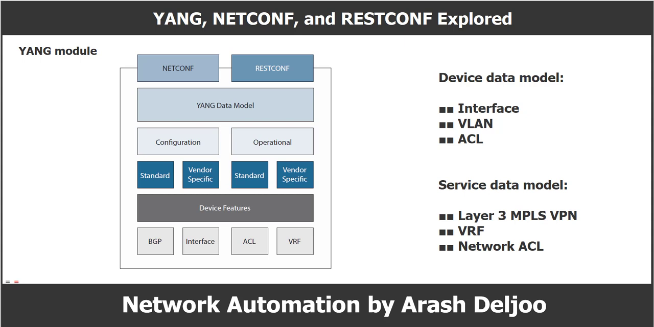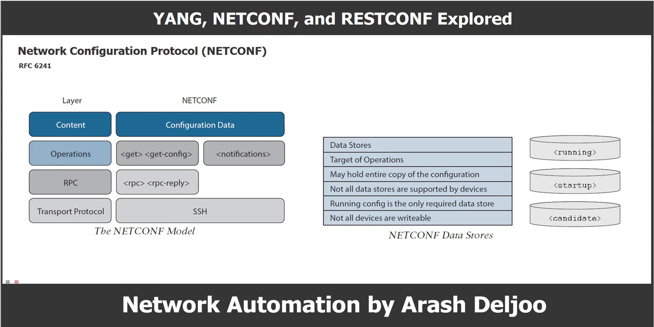Yang is used to describe both device data models and service data models. The following are examples of the device data model, like interface, VLAN, and ACL. And the following are examples of the service data model, like the layer 3 MPLS VPN, VRF, and also network ACL. Alright, now let me explain a little about NETCONF, or Network Configuration Protocol.